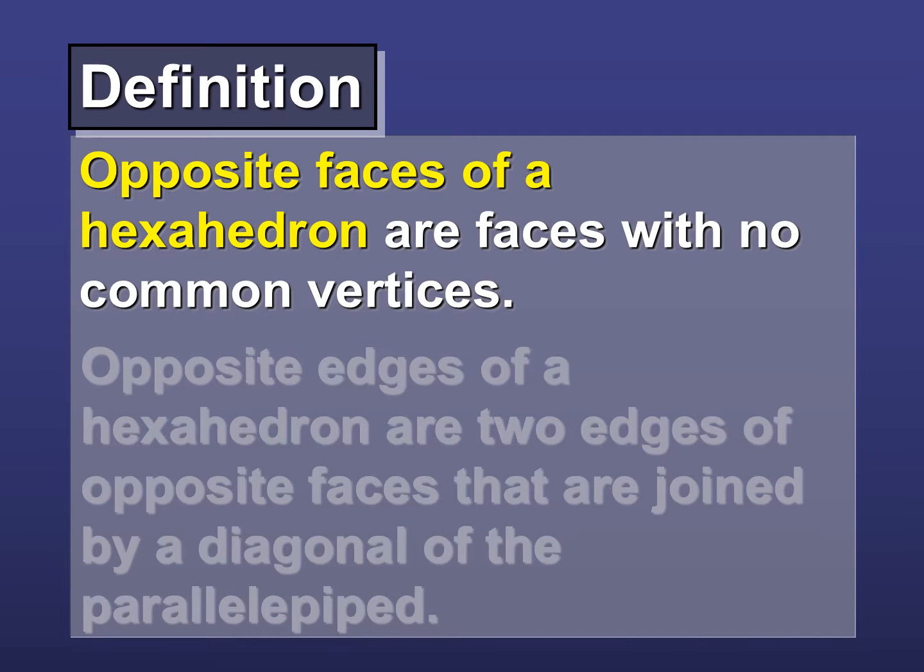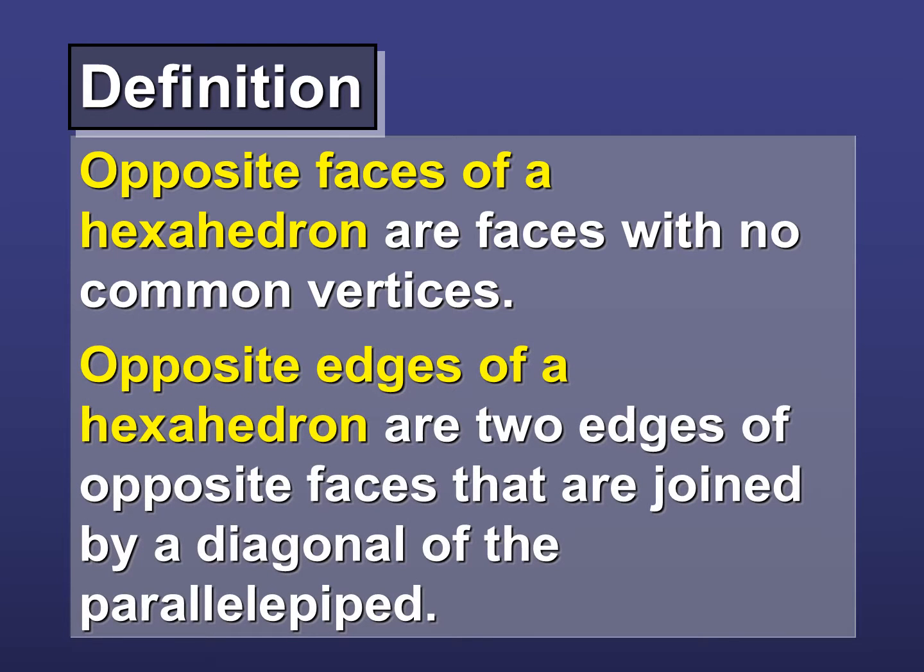Okay, so opposite faces of a hexahedron are faces that have no common vertices. And then opposite edges of a hexahedron are 2 edges of opposite faces that are joined by a diagonal of the parallelepiped. So make sure that if you're looking at opposite, that they are not connected, right? Opposite faces have no common vertices, and opposite edges are going to be on opposite faces.